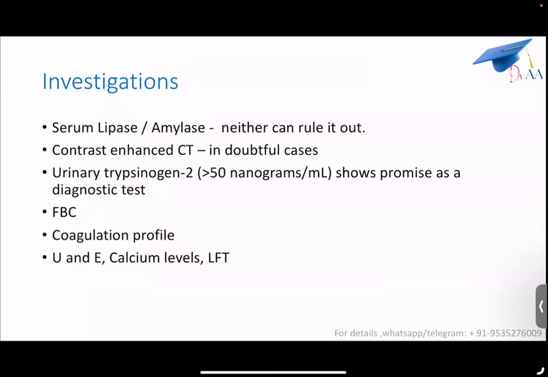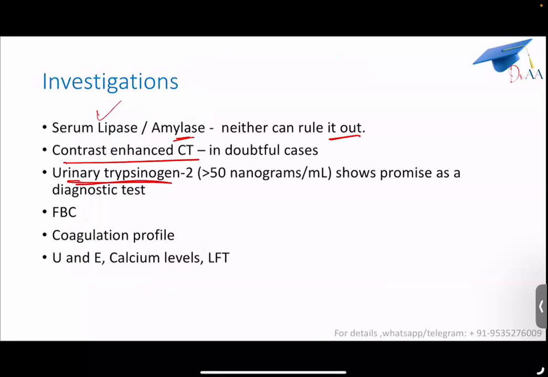Investigations. Lipase is the preferred one. It's more sensitive and specific compared to amylase. Neither of them can rule it out, especially if it's very acute. Enzymes might not be raised at all. If you have any confusion, if the diagnosis is doubtful, you can get a contrast enhanced CT scan.